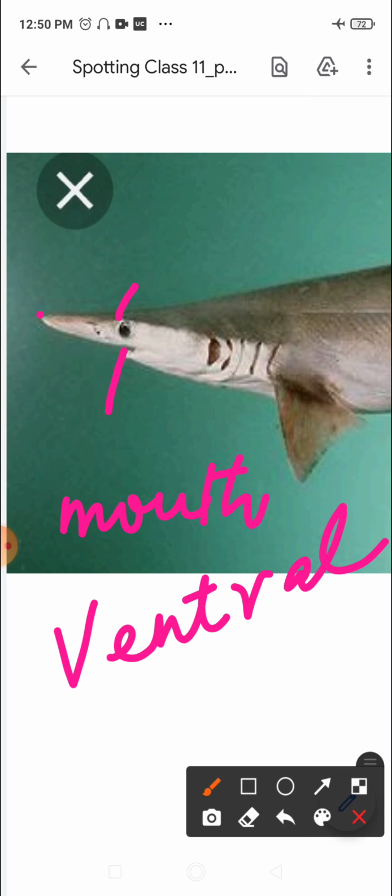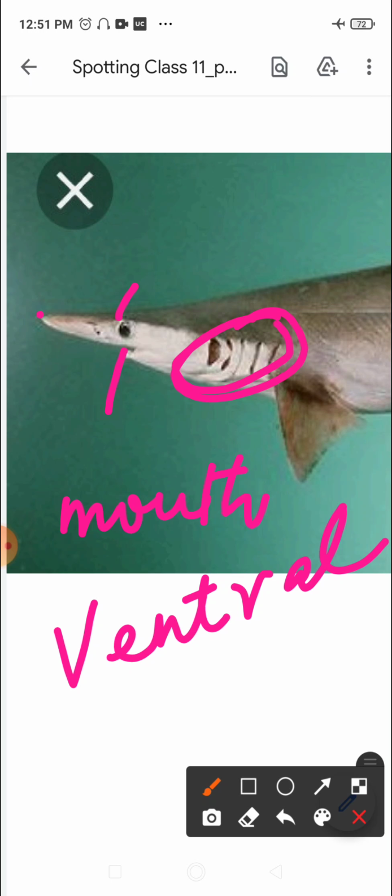5 vertical gill clefts. If you look at this region, these are the gill clefts that are present, the place where the gills are, right? A cleft is a depression or an opening. So 5 vertical gill clefts are present, behind each eye. You can see one set of 5 over here, and on the other side of the eye, that side also the gill clefts will be present.